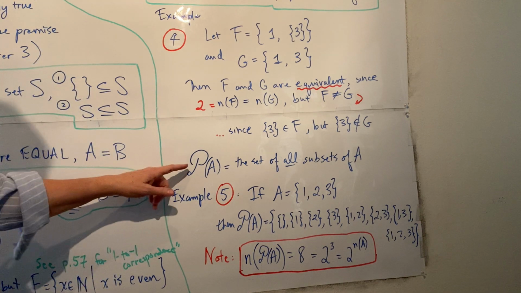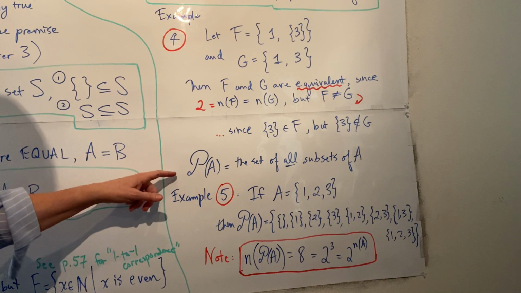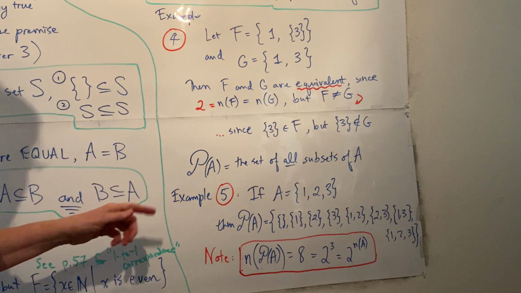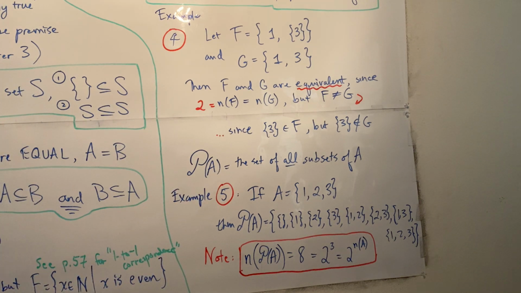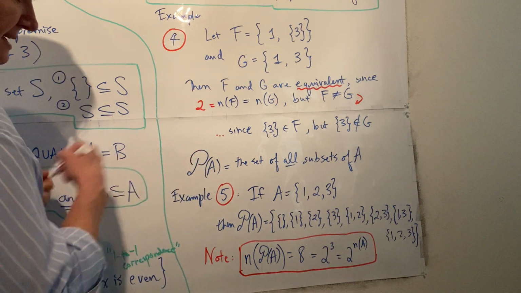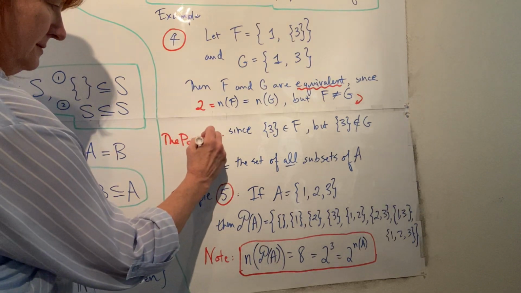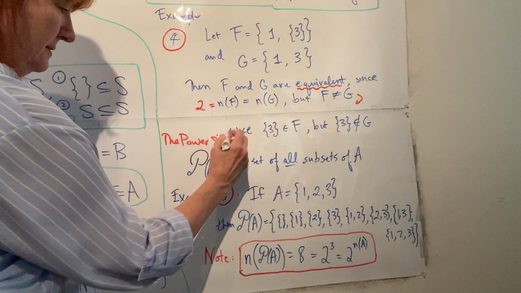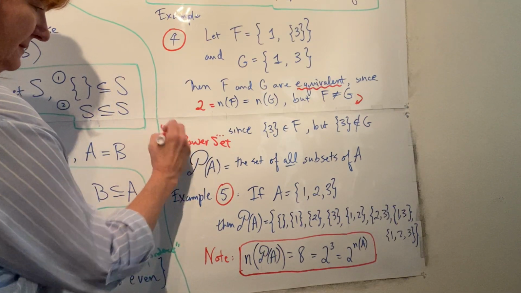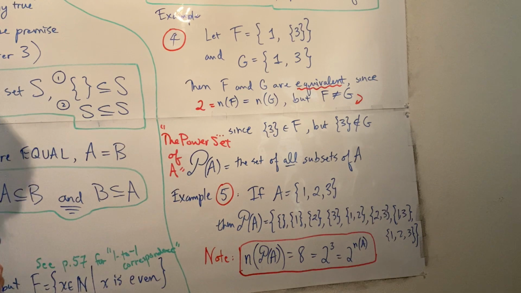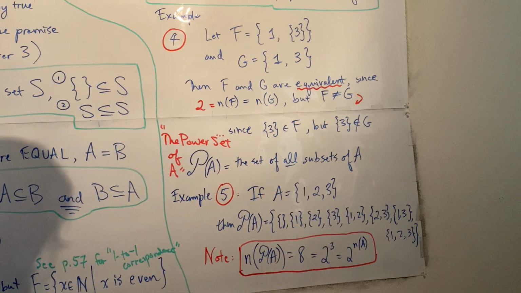Here's a concept your book didn't give you, this cute little notation, but it asks you to find out how many things are in it. This is called the power set of A. So that's a fancy script P of A, the power set of A is how you would read that. The set of all subsets of A. That's the definition of the power set.